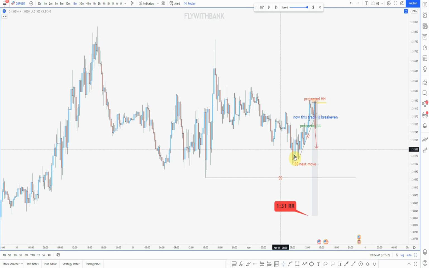At London open, the market retraced to the downside, and then the market ran these equal highs. You can see this high and this high. The market tapped in this region. I'm looking for sell.